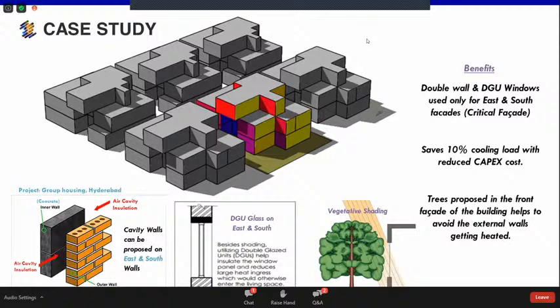We showed them that the energy savings between a double wall on all the facades versus a double wall on the east and south facades are nearly the same. So we recommended that they reduce it to those facades. The benefit is that we can achieve some 10% reduction in cooling load requirement at the capex level. At the initial level, we have savings on it.